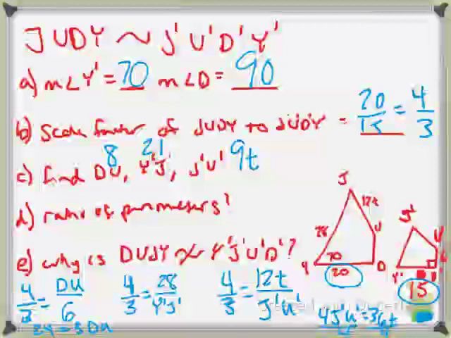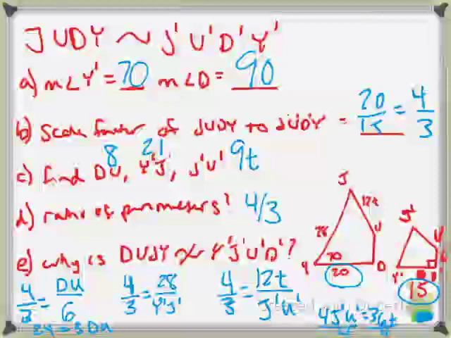What is the ratio of the perimeters of the figures? Well, we can't actually find what the perimeters are because we have those t's in there. So we don't know what the perimeters are. But what are the ratios of the perimeters going to be? The same as our scale factor. The ratio of perimeters will be the same as the scale factor of the figures.